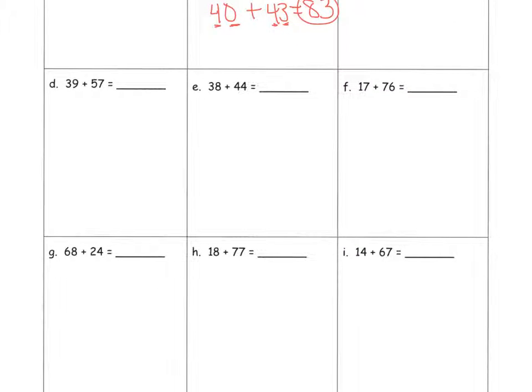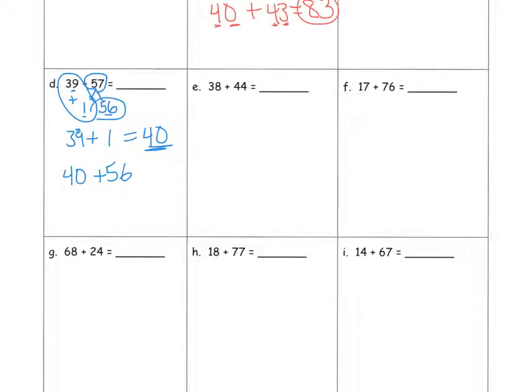D, 39 and 57. I'm going to take 1 from the 57 because I know 9 plus 1 will get me my next 10. If I take 1 from 57, I'm left with 56. And again, 1 plus 56 will get me my 57. So I add these first to get to my next 10 of 40. And I'll take that 40, and I'm going to add in the 56. And 0 ones plus 6 ones will get me 6 ones. And 5 tens plus 4 tens is 9 tens or 90, so I get 96.